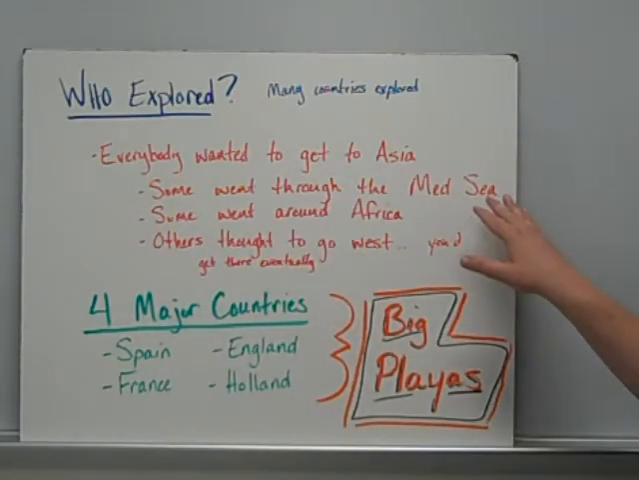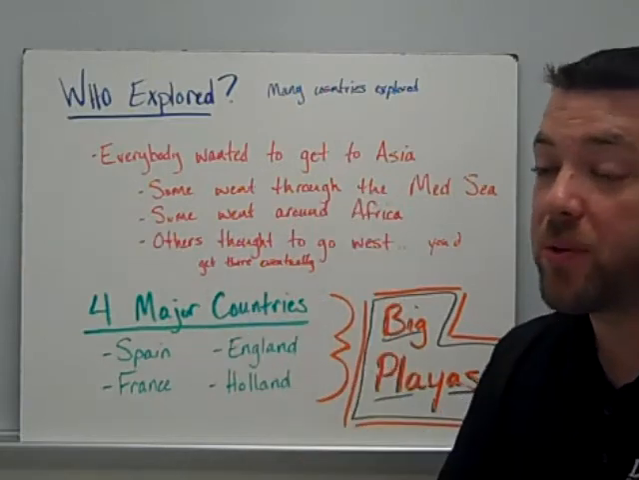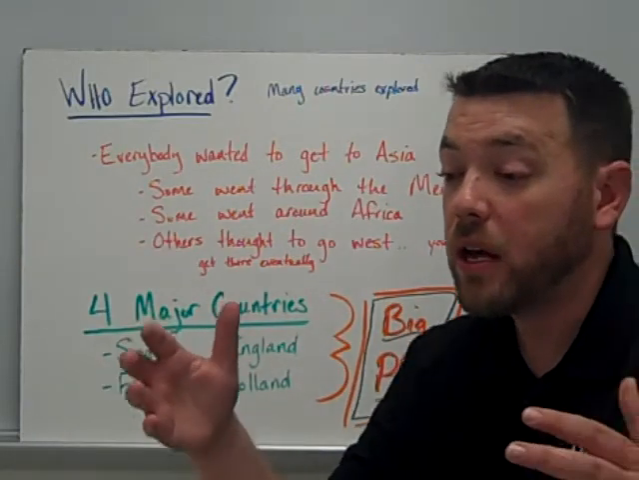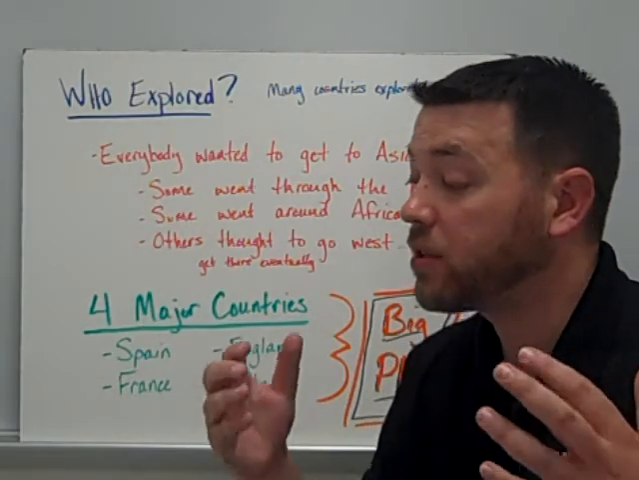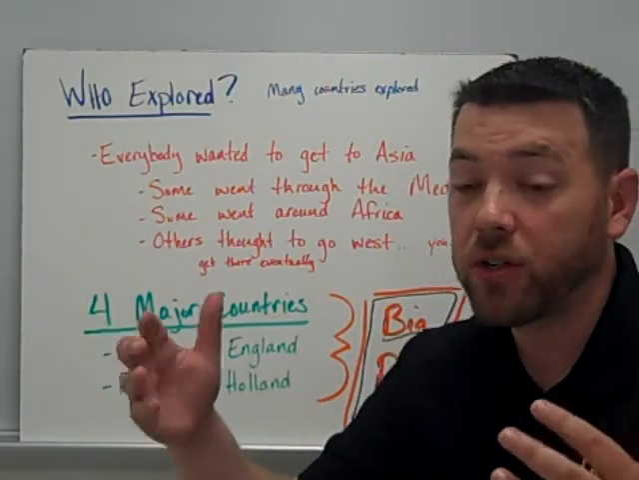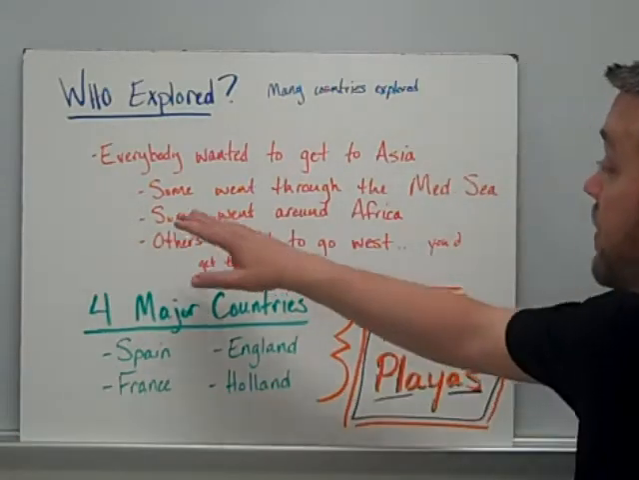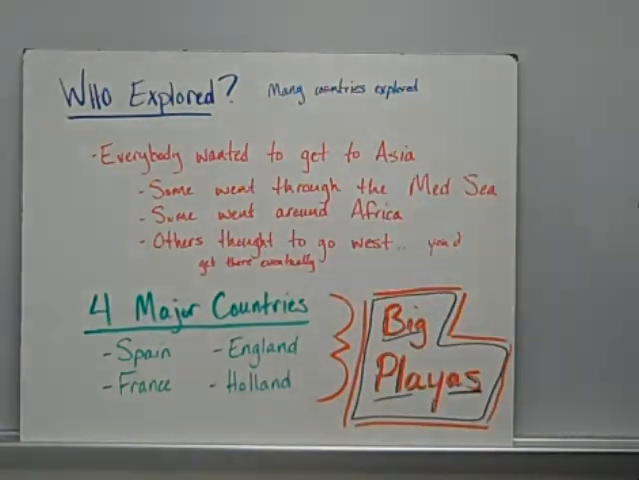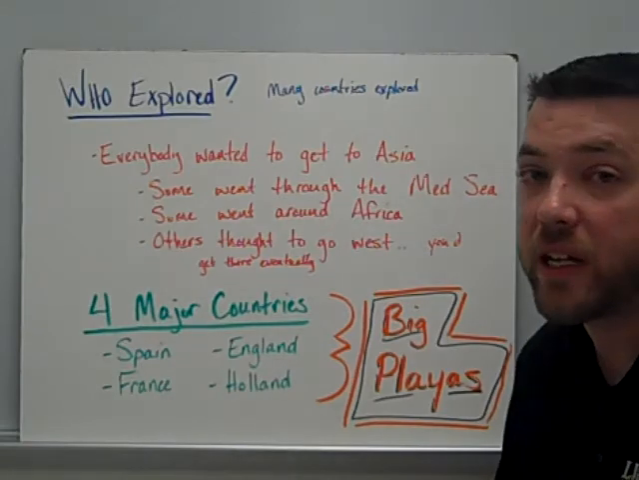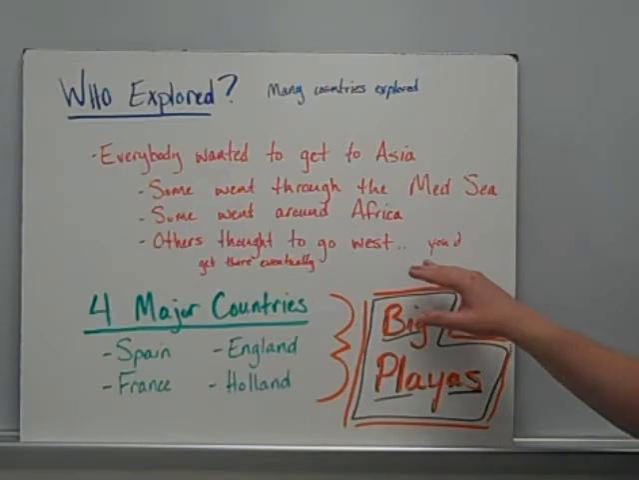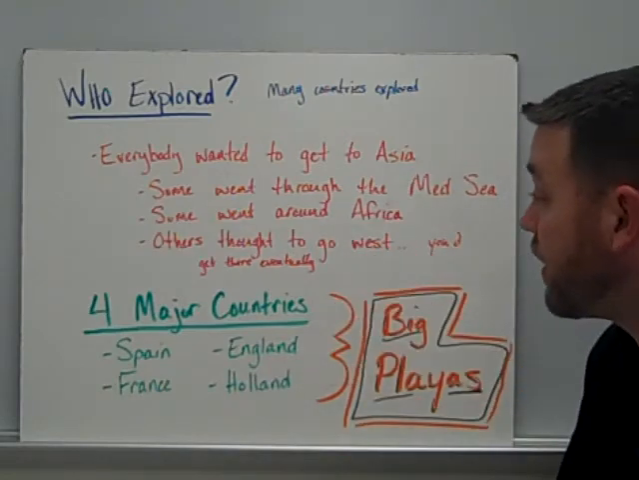Some went through the Mediterranean Sea, and going through the Mediterranean Sea, you had to actually cross land. So you had to carry wagons and carts on your boats to cross the land once you got to the land. Some went around the tip of Africa, which took an excessively long time. Others thought to go west. They figured you'd get there eventually.